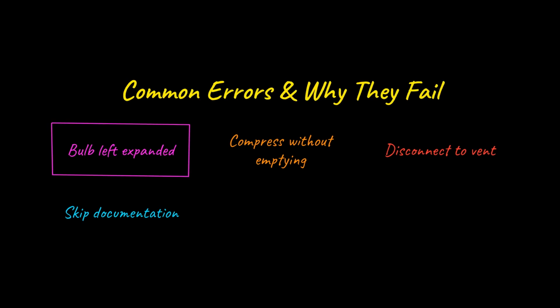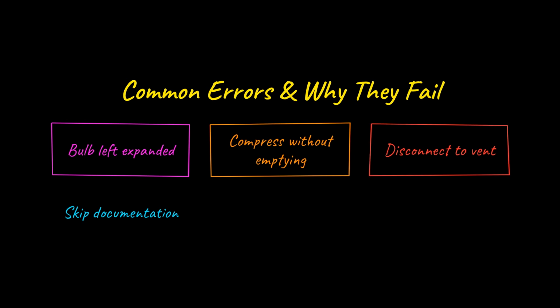Skipping or reversing any step destroys the negative pressure the drain depends on. Leaving the bulb expanded eliminates the vacuum. Compressing without first emptying creates no new suction because the bulb is already partly full. Disconnecting the drain breaks the closed system and introduces contamination. Skipping documentation means lost output data critical for post-operative assessment.